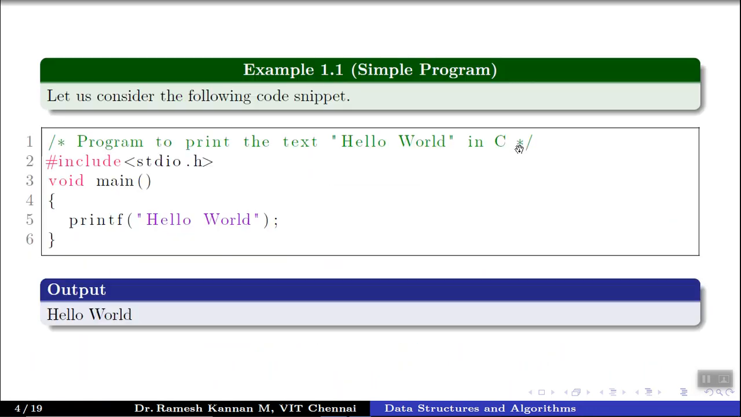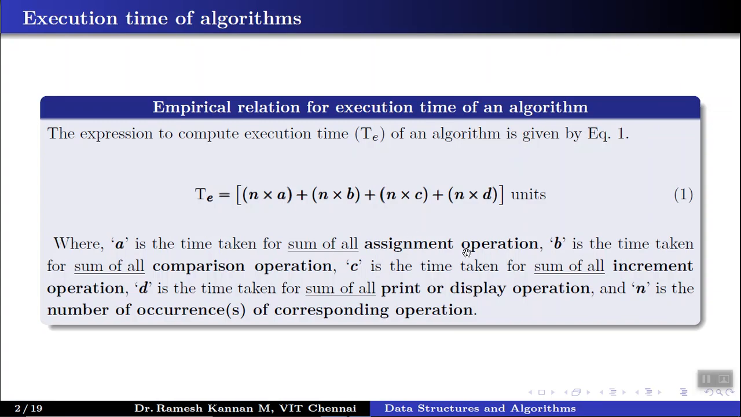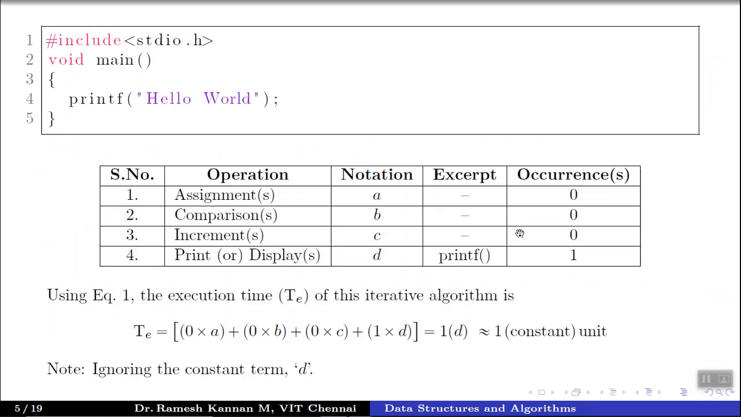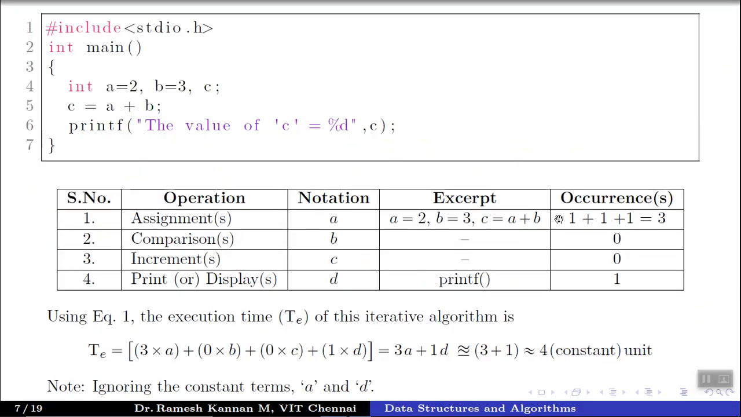Remember in the empirical relation formula, we talked about the sum of all assignment operations. Since we have got 3 assignment operations, the occurrences are added, like 1, 2, and 3. So hence we have got this 3. We don't have any comparison operations in this case, and increment operations are also not there, but we do have a print or display operation, which is the printf function, and that occurs only once. So a total of 3 and 1.